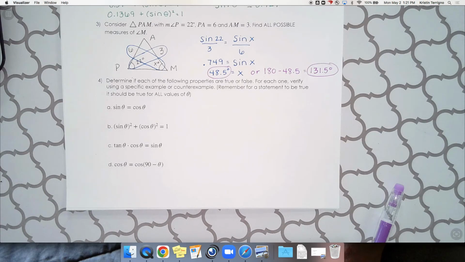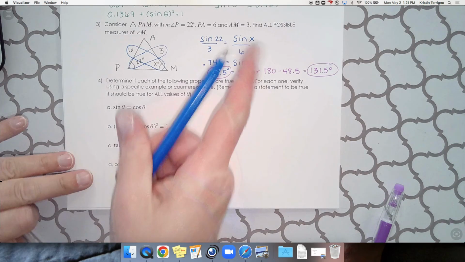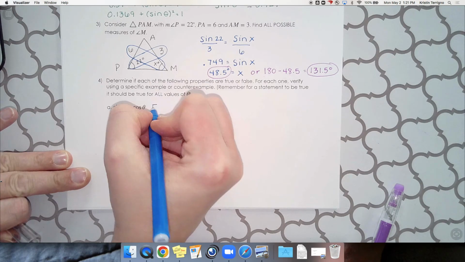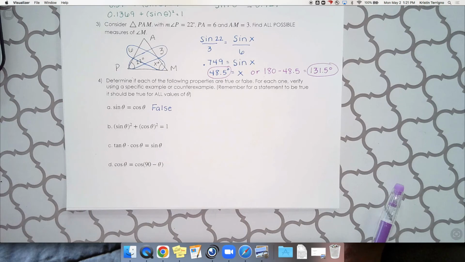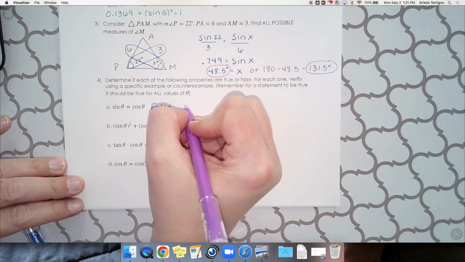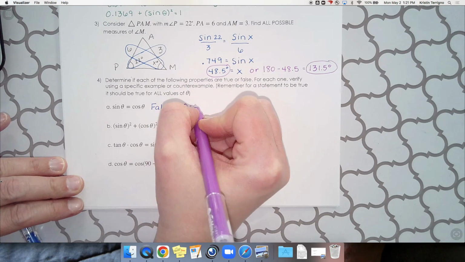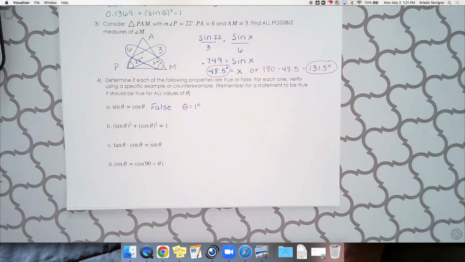Okay, so like this first question. This is saying that if I pick a random theta and I do the sine of that theta and the cosine of that theta, they're always going to be exactly the same. True or false? False. Okay, so what I'm going to do to prove it is I'm going to pick a theta, and I can pick anything. So I'm going to say false. Okay, and then I'm going to say, well, let's let theta be, sure, okay, theta is 1 degree, okay?